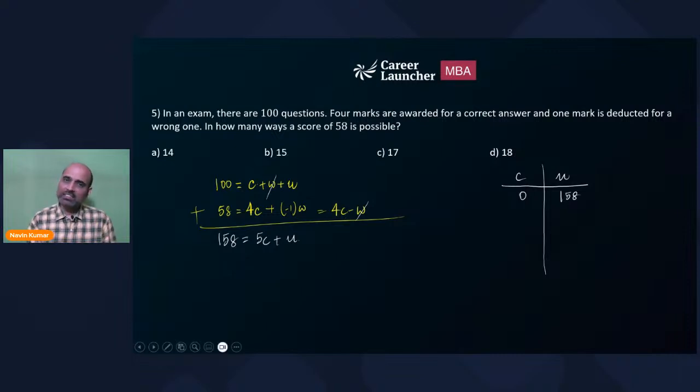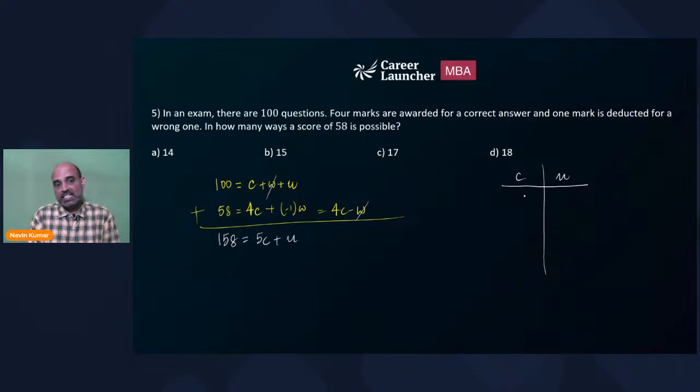Doesn't make sense, don't you think? Unattempted 158, how can that be? If there are 100 questions, how come we have 158 unattempted questions? This one doesn't make sense. So can we say unattempted has to be less than 100? So it's not a smart way to start from the U side. It's better if we start from the C side. As in, let's try to maximize C. That will be a smarter way, right?